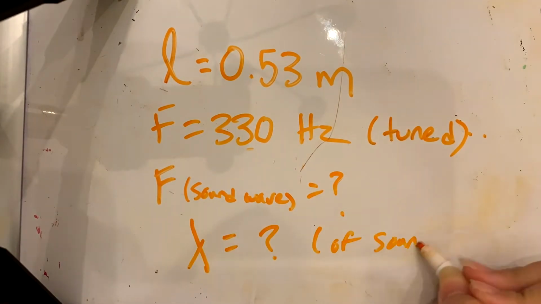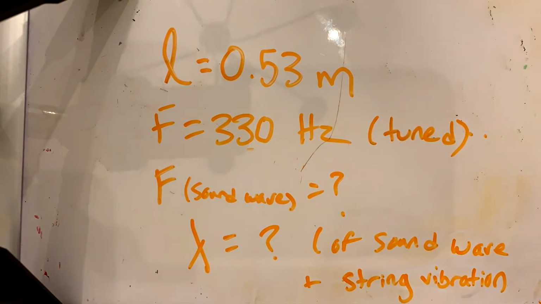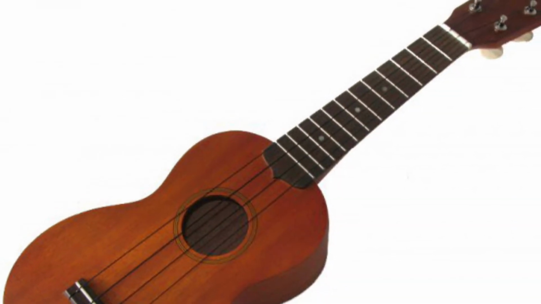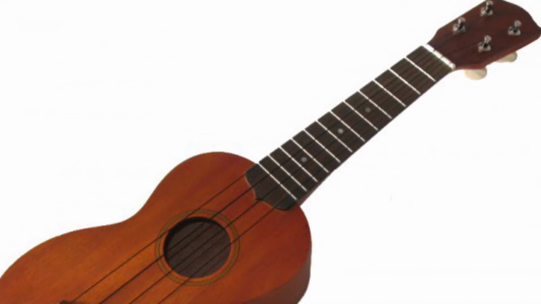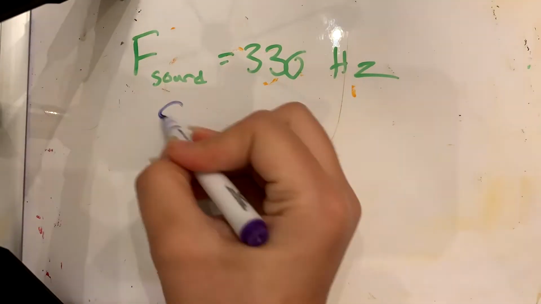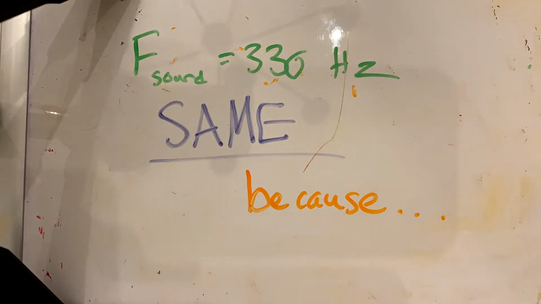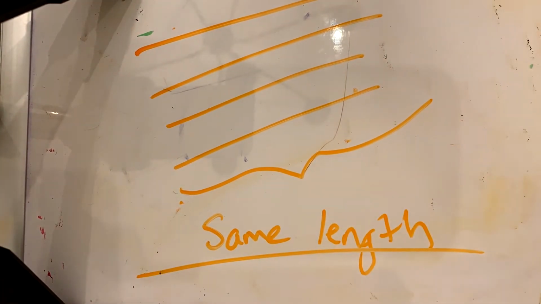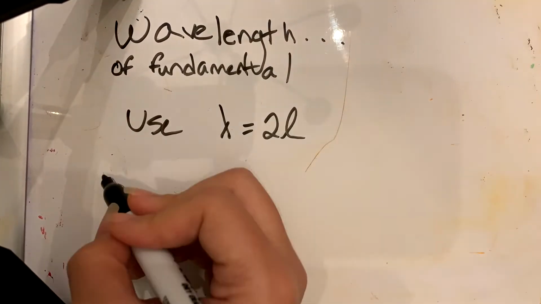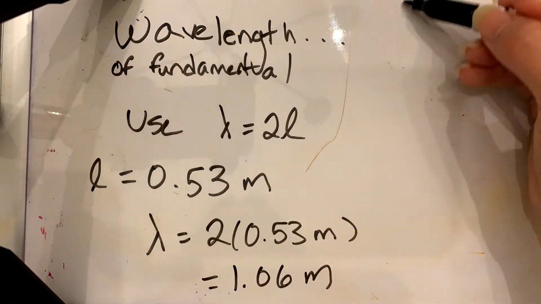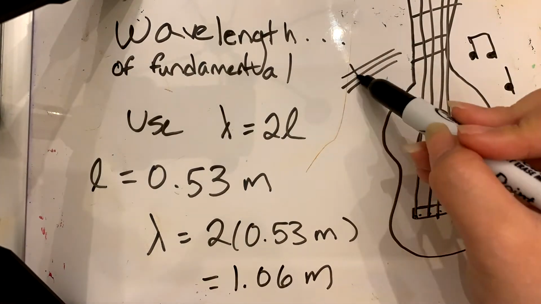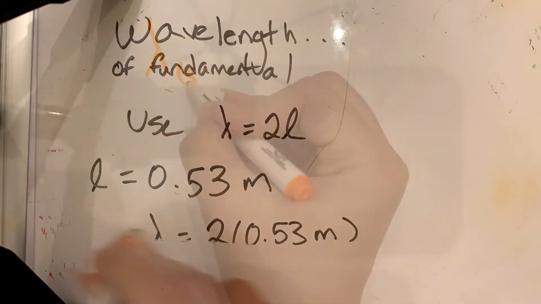Let's say my ukulele strings are 0.53 meters long and it's tuned to 330 Hz. What's the frequency of the sound wave produced, and what is the wavelength of the fundamental string vibration and sound wave? First, we can establish that the frequency of the sound wave will be 330 Hz, which is the same as what it was tuned to. The wavelength of the fundamental string vibration will be wavelength equals 2 times length. Using the values, the wavelength equals 2 times 0.53, which is 1.06 meters.